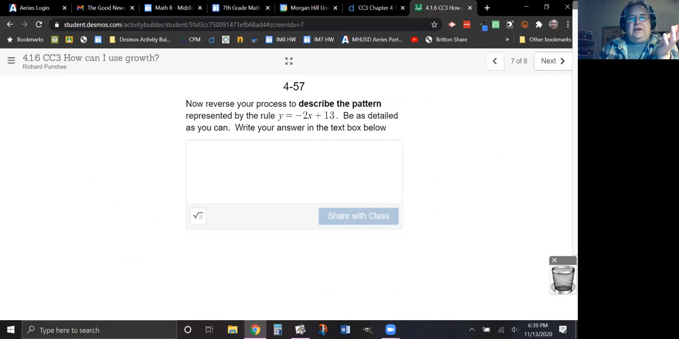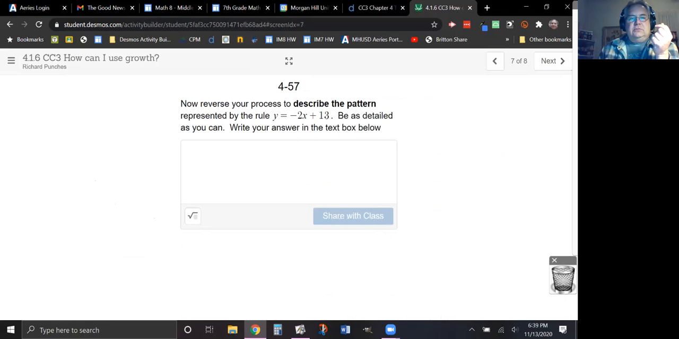All right, problems 7 and 8, now we're analyzing this. So now we reverse the process, okay? We're going to reverse again. That's like flippy. We've done a 360 here. Describe the pattern represented by this rule. Be as detailed as you can. Write your answer in the text box below. So tell me everything you can about the pattern.